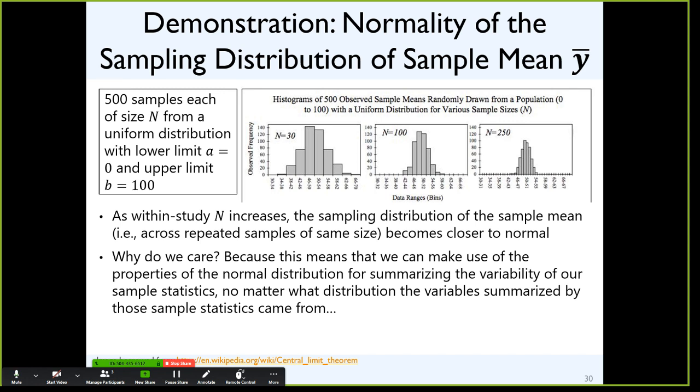Yes, sir? How's that different than central tendency? Central tendency is a type of statistic that you would use to characterize a variable, like mean, median, mode. Central limit theorem says that the more people you have, the closer to normal is the sampling distribution of that statistic. The sampling distribution of the mean, of the median, of the mode, or of the variance for that matter.